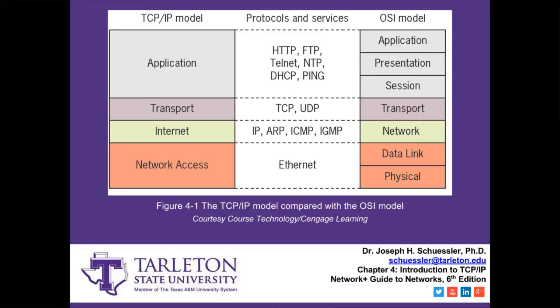So HTTP, FTP are common protocols that are used at the application layer. TCP, UDP are common protocols used at the transport layer. IP, ARP are commonly used at the internet layer, and then Ethernet is commonly used at the network access layer.